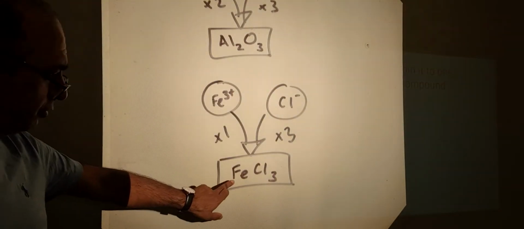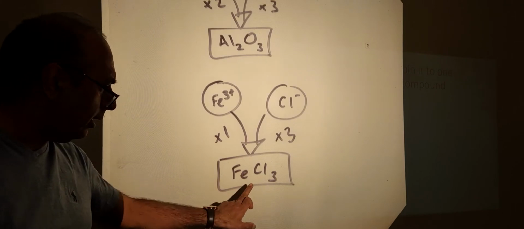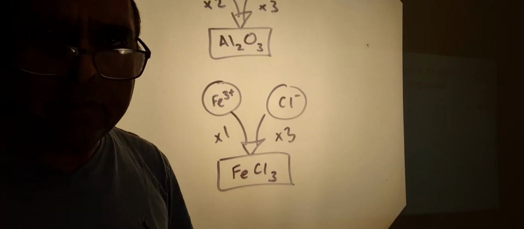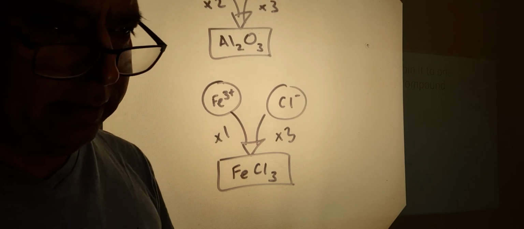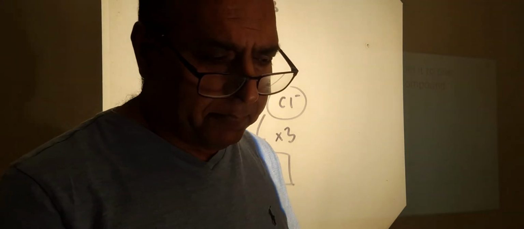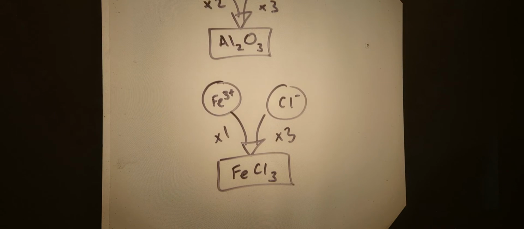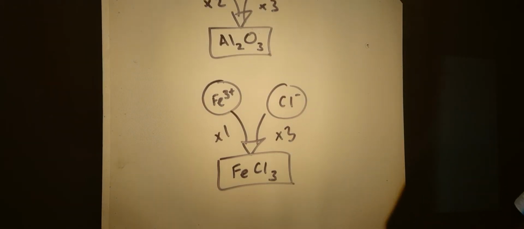Fe, capital F small e, capital C small l, FeCl3, iron 3 chloride. How about iron 2 chloride? What if it was iron 2 with a chloride? Would the formula change? Well, yes it would, because if you took one of those iron 2s, you'd only need 2 chlorides. So it would be FeCl2.